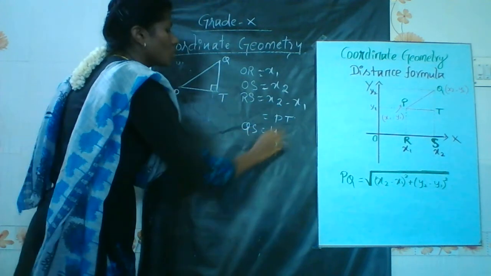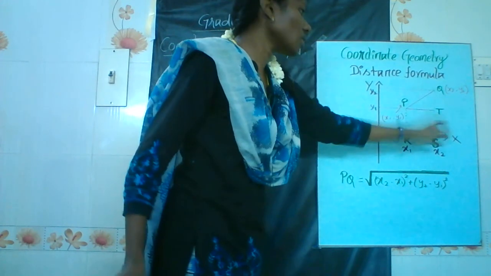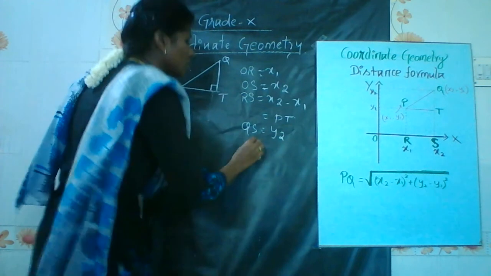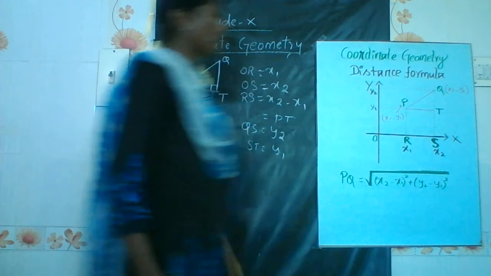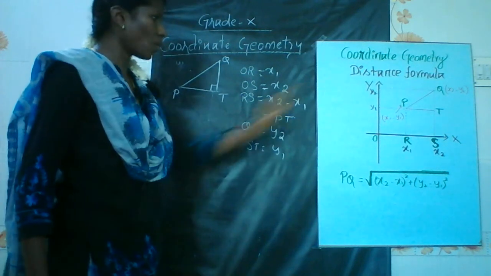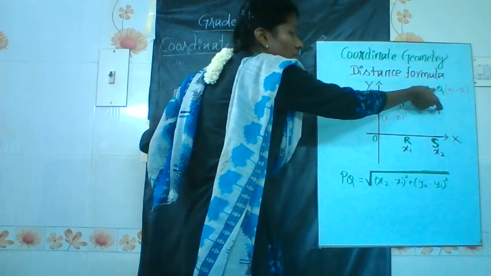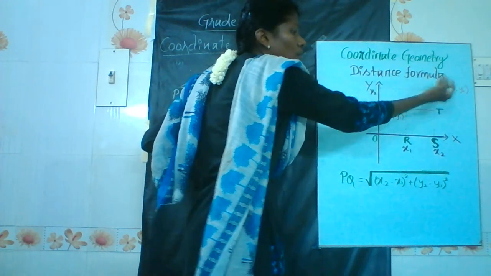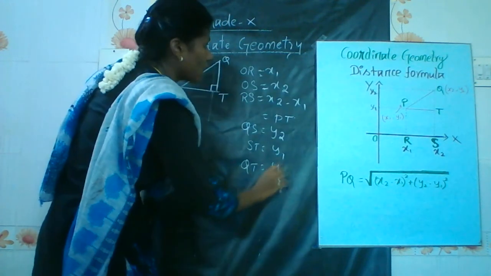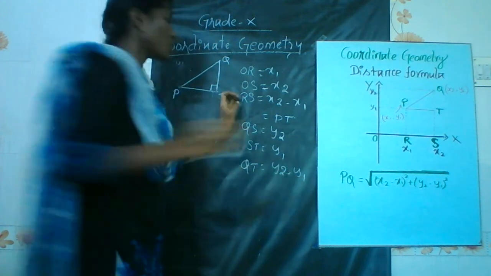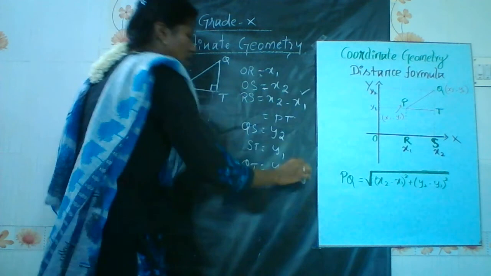Okay. Next, this distance QS I am taking as y2. QS is equivalent to y2, and ST is equivalent to y1. Then this part we have to find. QT is nothing but y2 minus y1. QT is equivalent to y2 minus y1, the same as RS, x2 minus x1. Okay. Now I have given RS and QT.